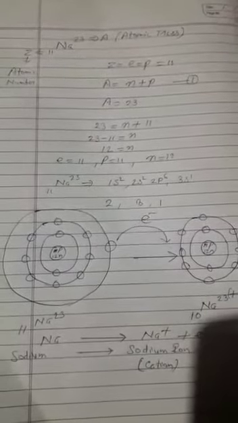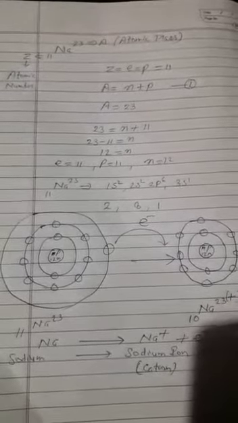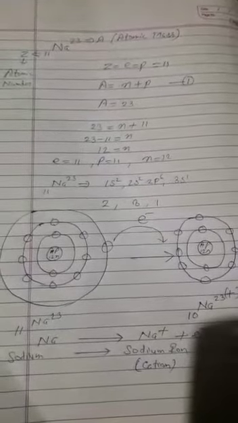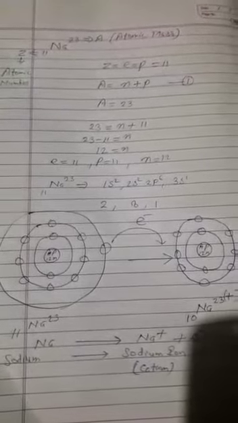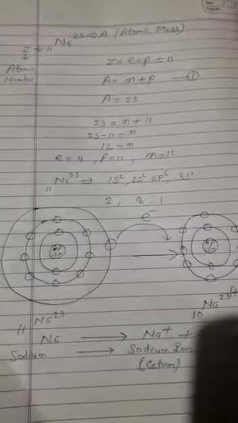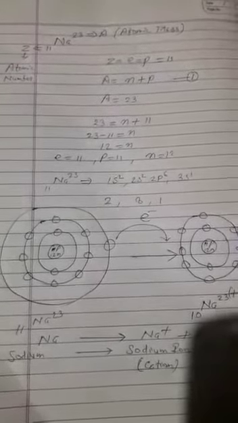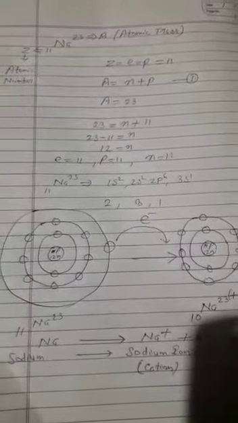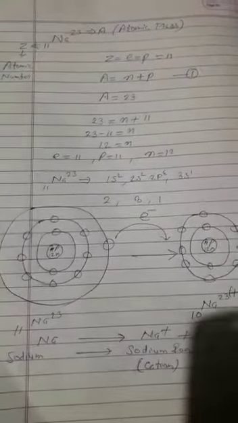Now atomic mass. You know what atomic mass is? Atomic mass is the sum of protons and neutrons. It is represented by capital A. So here A is equal to 23. Now you find the number of neutrons by putting the value of A in equation 1. You get the number of neutrons n is equal to 12. So now you see electrons are 11, protons are 11, and neutrons are 12.